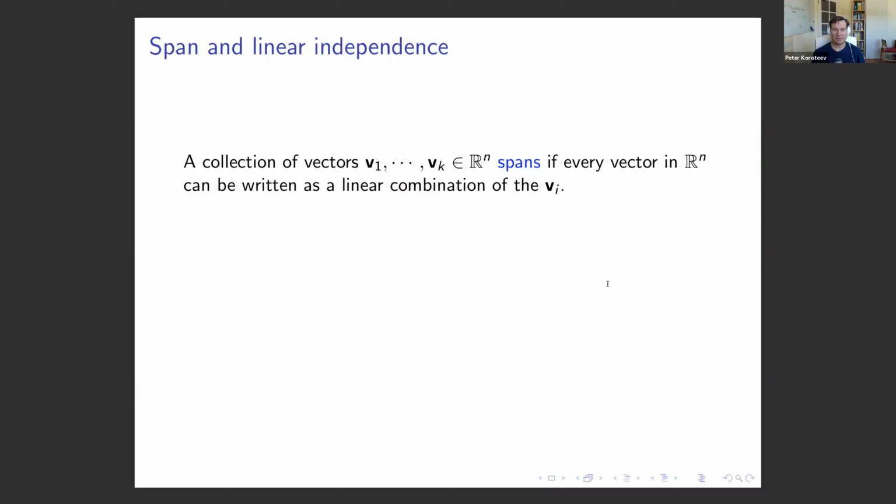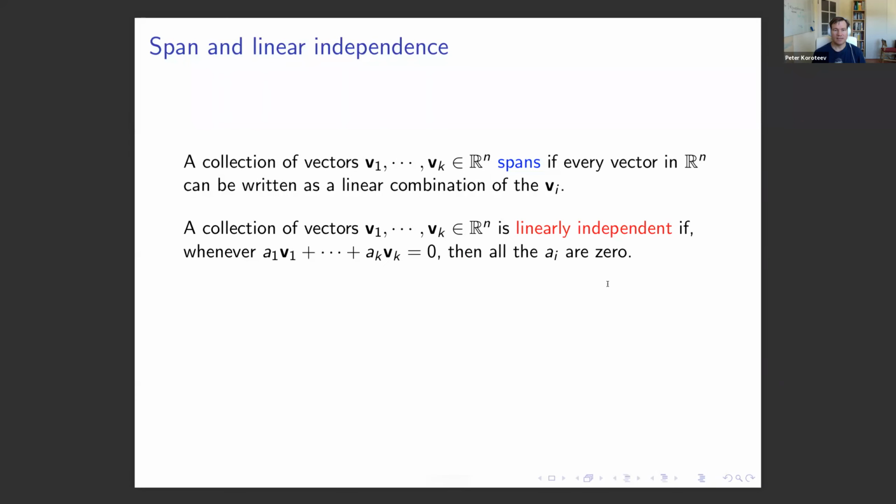Let's talk about span and linear independence. A collection of vectors v1 through vk inside Rn spans if every vector in Rn can be written as a linear combination of vectors v1 through vk. Now, a collection of vectors v1 through vk inside Rn is linearly independent if whenever this linear combination is equal to 0, then all coefficients ai are 0, right? So in other words, as we explained in the previous video, only a trivial linear combination can be made 0; there is no non-trivial linear combination of these vectors which is equal to 0.